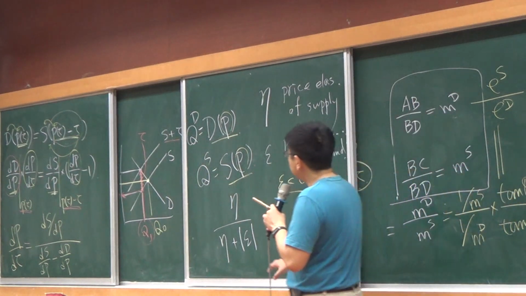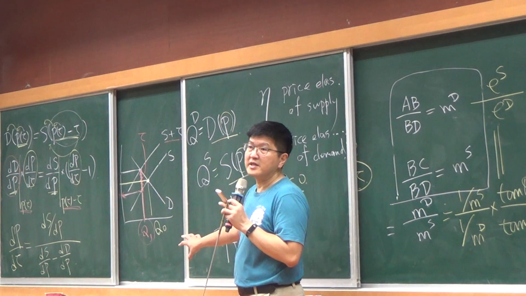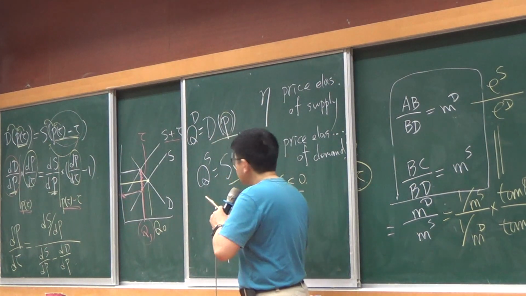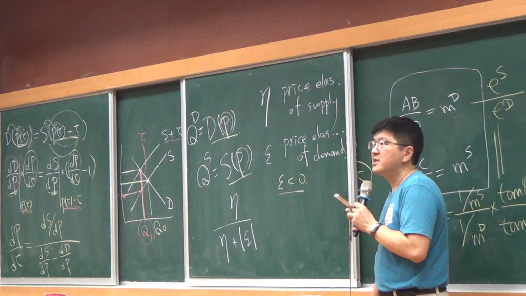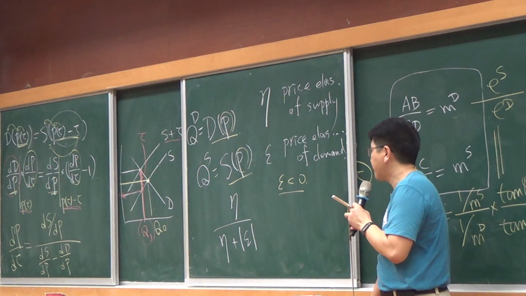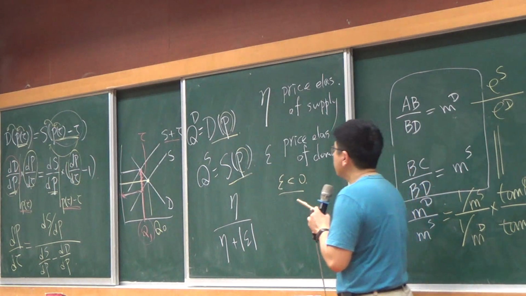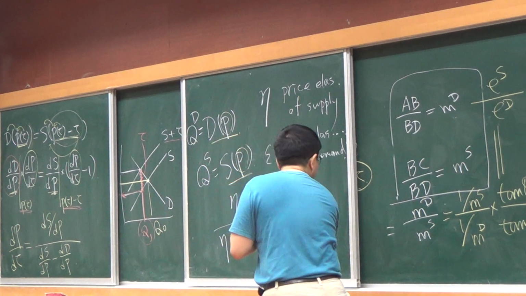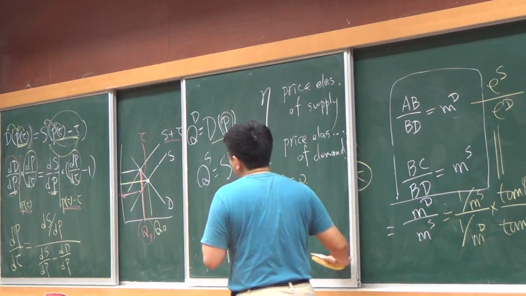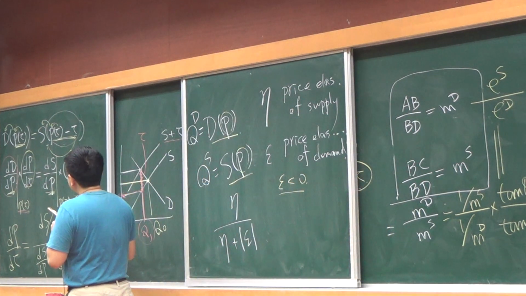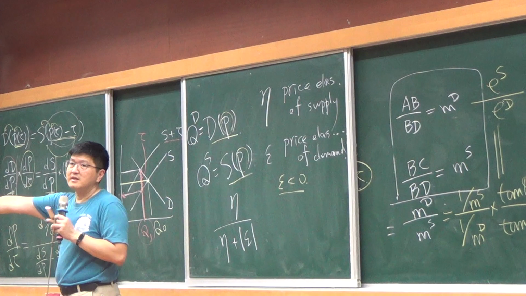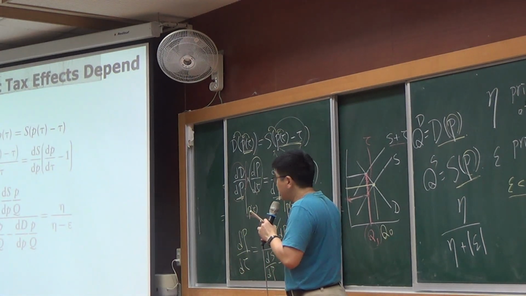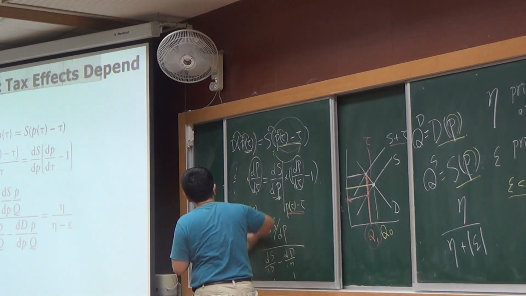So the absolute value of eta, the price elasticity of supply, and the absolute value of the price elasticity of demand. It's interesting here. And the math, because it is on the slide, I will erase this part. Okay? I will erase them.